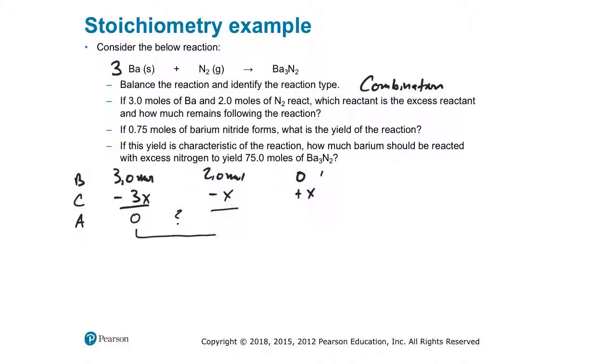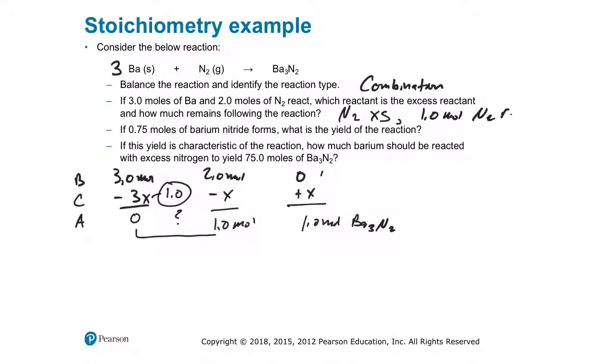If that does, then X is going to be equal to 1 mole. So if we lose 3 moles of barium, X here would be equal to 1.0 moles. Then we're going to lose 1.0 moles of nitrogen, and be left with 1.0 moles after the reaction completes. And we're going to produce 1.0 moles of the Ba3N2. The question says if 3 moles of barium and 2 moles of nitrogen react, which reactant is the excess reactant and how much remains following the reaction? So N2 is the excess, and 1.0 moles of N2 remains after the reaction completes.